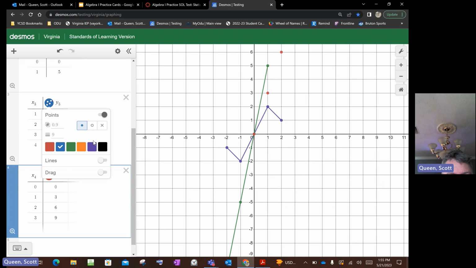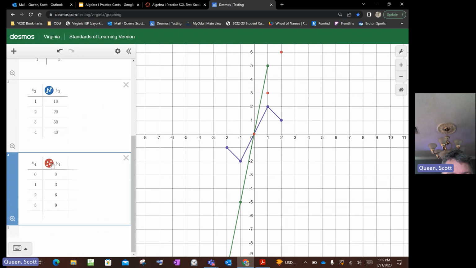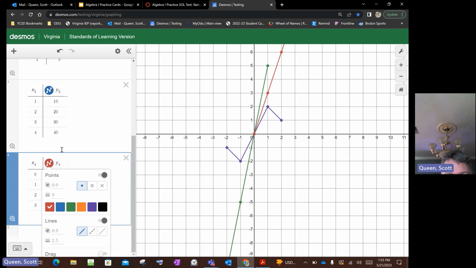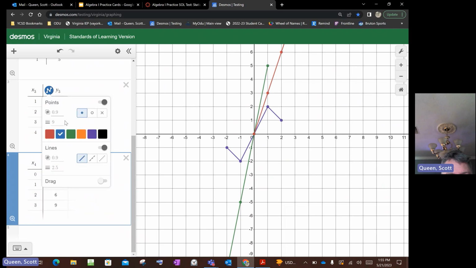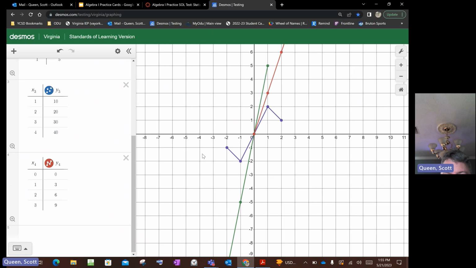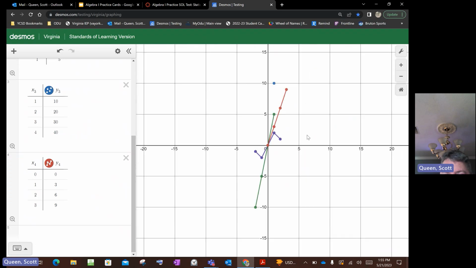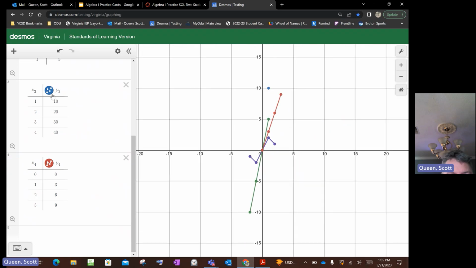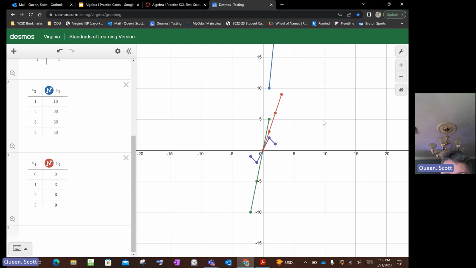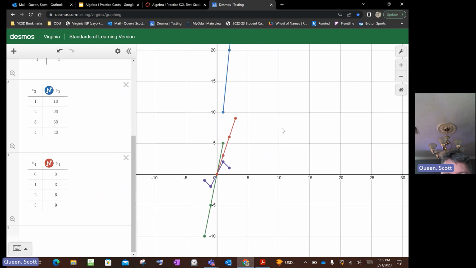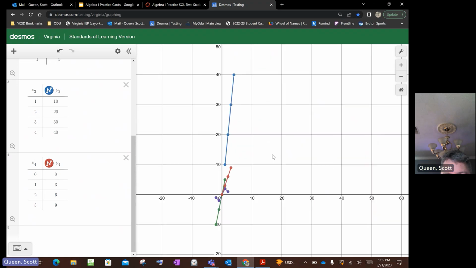Turn them all on. Let's look for something different. All right, so red, blue. Did we get blue on? Yeah, turn. I may have to zoom out some for it. What happened with my blue line? Oh, I guess I didn't turn it on. There we go. Okay, so we see all this.